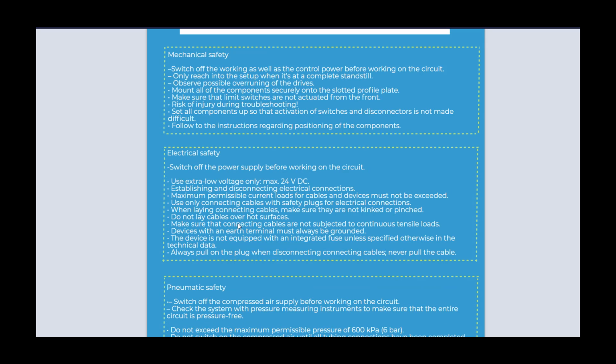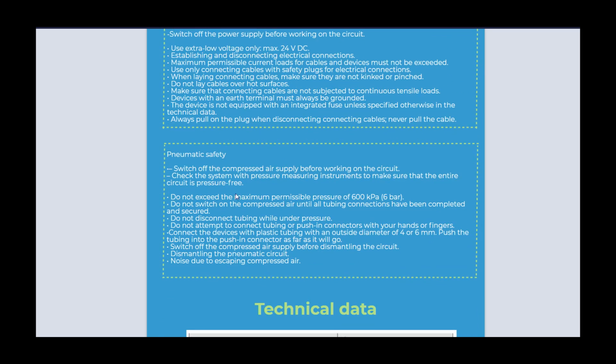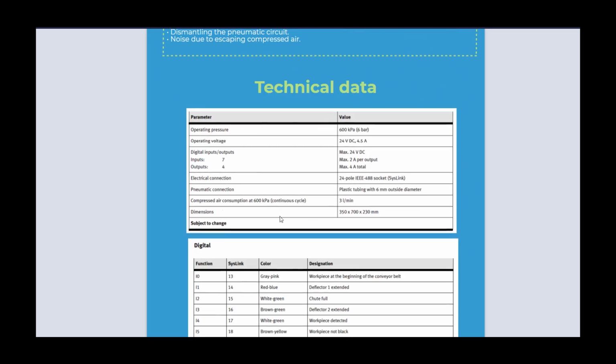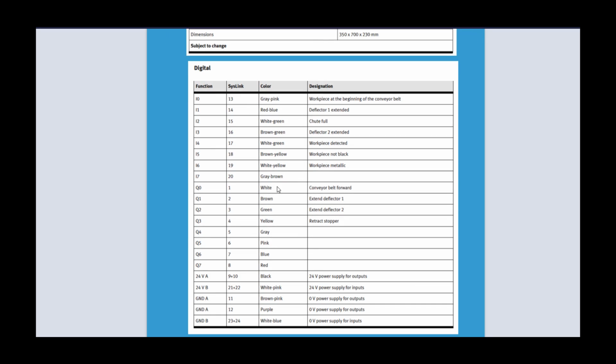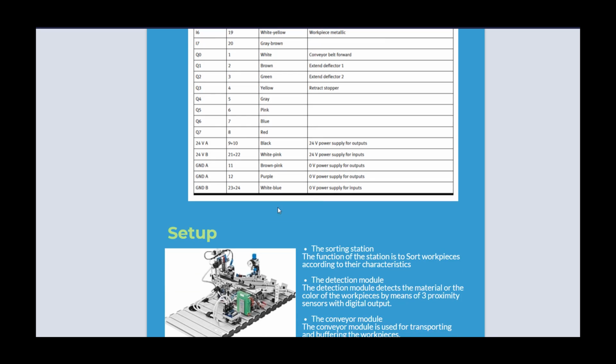Electrical safety: do not lay cables over hot surfaces. Maximum permissible current loads for cables and devices must not be exceeded. Devices with an air terminal must always be grounded, etc. And pneumatic safety: make sure the components are secure, accessible mounting. The technical data is the same: operating pressure, operating voltage, inputs, outputs, electrical and pneumatic connections, etc. And we have a table with a nomenclature to identify the components or some sections in the station.